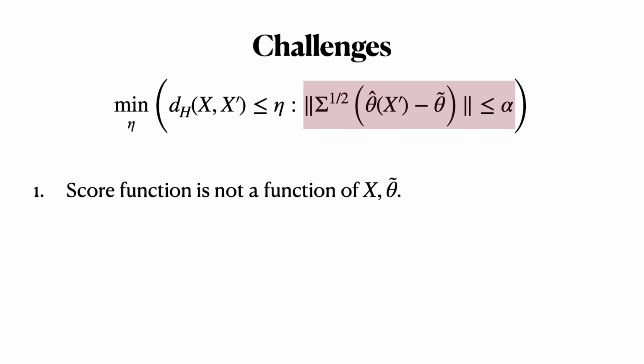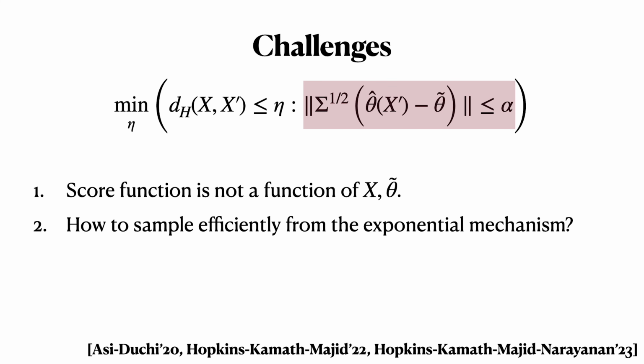There are several challenges in implementing this in our setting, and the first and most fundamental is that as written, the score function is not a function of x and theta tilde. It also depends on the covariance sigma, which is unknown. The score should be a function of only things that the algorithm knows because the algorithm is going to need to compute it to sample from the distribution. The second challenge is that so far I've just told you an information theoretic argument of how to get a PRDP estimator. However, in the end, we're able to give an efficient estimator.